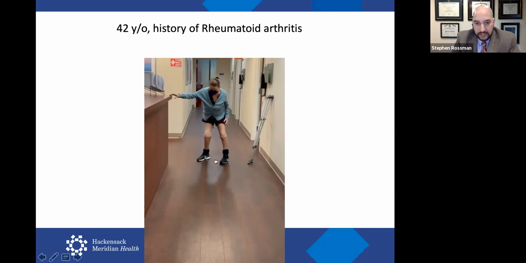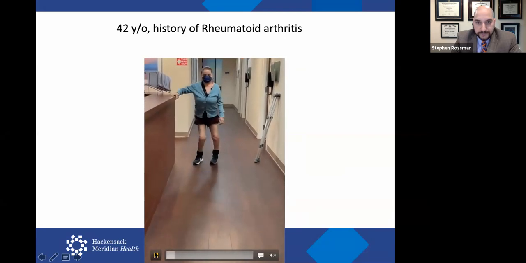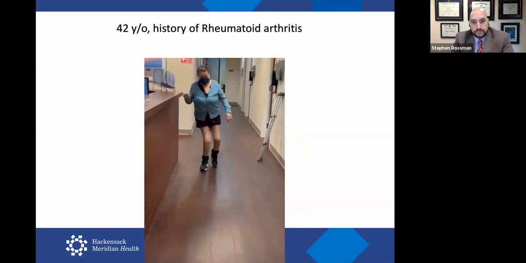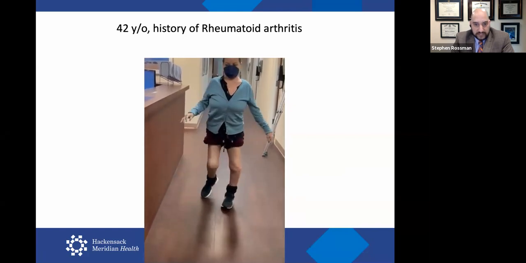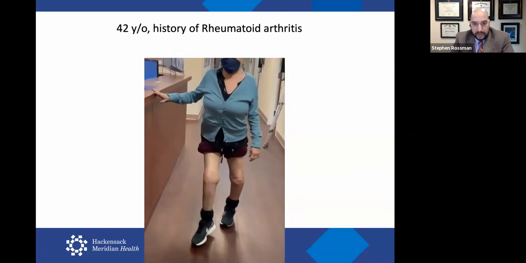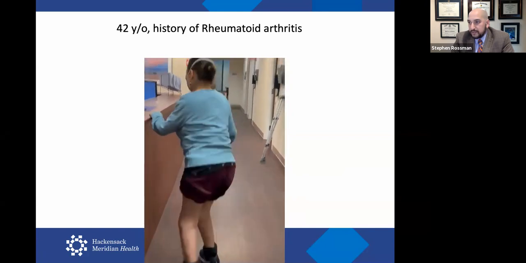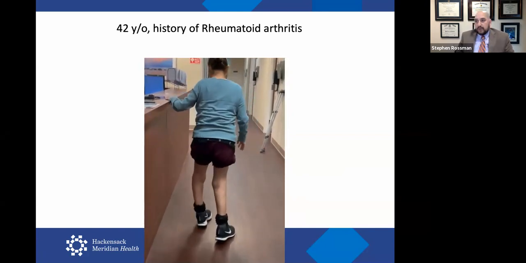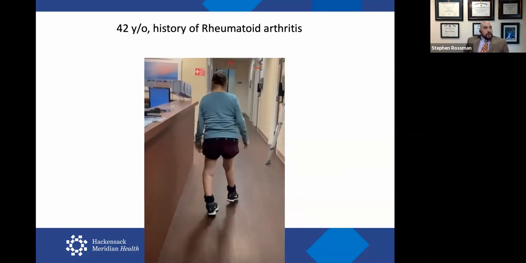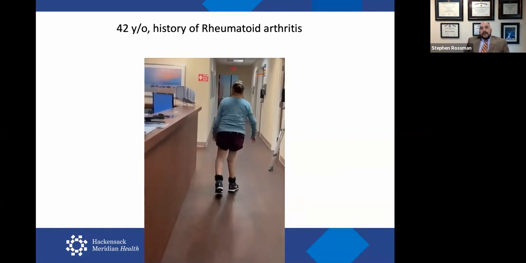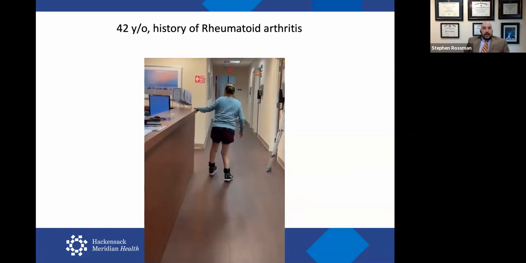And you can see her picture. This is her walking in the office. One leg goes in one way, one leg goes out the other way. And you can imagine how difficult it is for her to walk. And of course, 42 years old, that is somebody that's quite young to perform a joint replacement on. But nonetheless, there's really no other options.